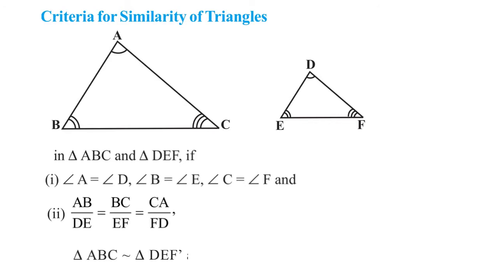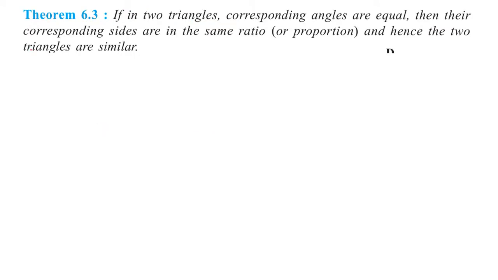So we know these two conditions to make the triangles similar. But is it necessary to always show all these 6 criteria to prove that the triangles are similar? Not necessarily. There are certain criteria that, if met, allow us to conclude that the triangles are similar. So we will look into these criteria now. Let's look at one of the criteria. If in two triangles the corresponding angles are equal, then their corresponding sides are in the same ratio, and hence the two triangles are similar.